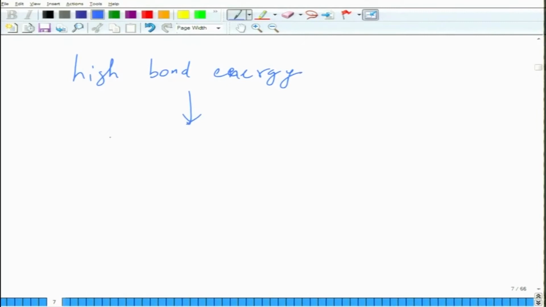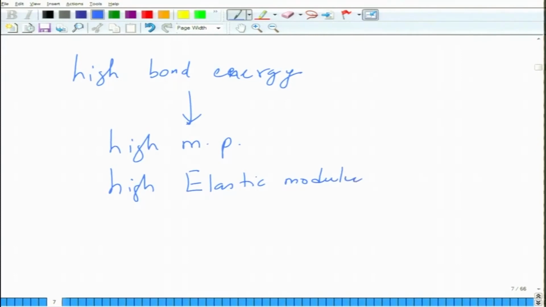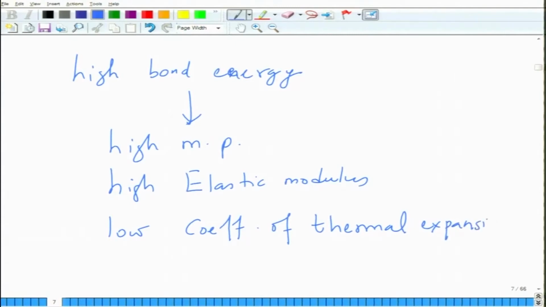So, basically I would say here high bond energy implies, in this case, high melting point, high elastic modulus, low coefficient of thermal expansion, and most ionic solids as a result have these characteristics.